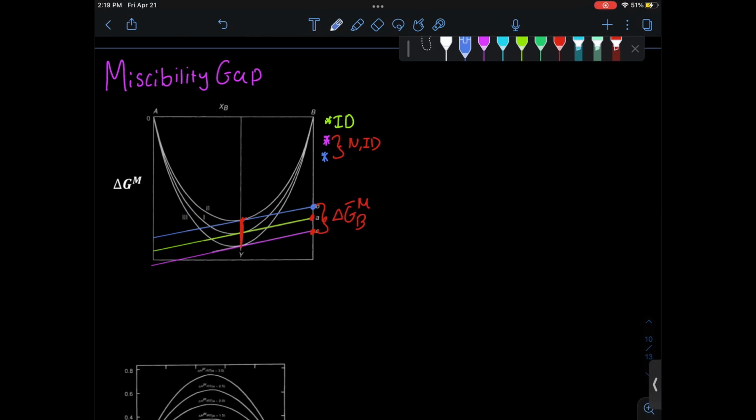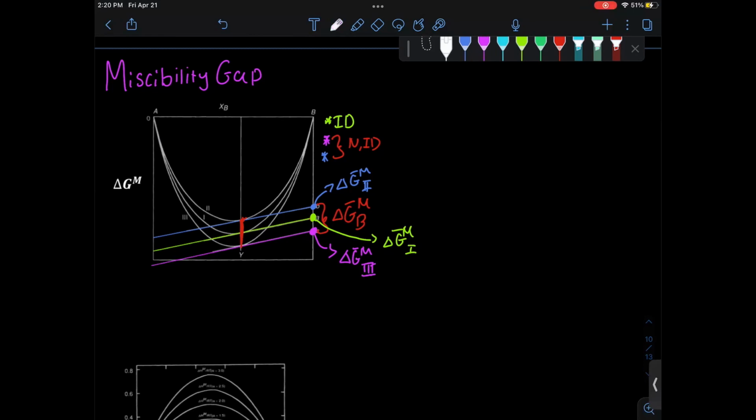The blue dot is the partial molar Gibbs free energy for 1. The green dot is going to be the partial molar Gibbs for 2. And the purple dot is the partial molar Gibbs free energy for 3. Sorry, I messed up the numbers. Blue is 2, green is 1, purple is 3.